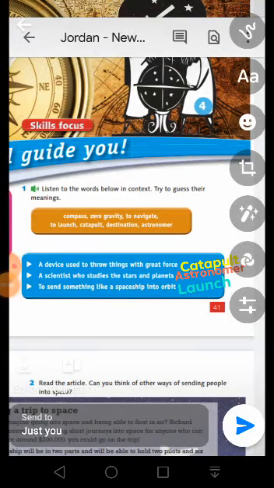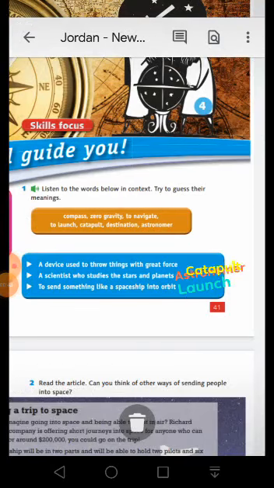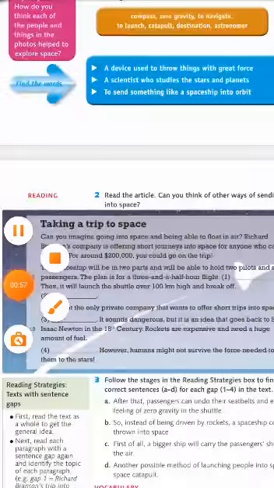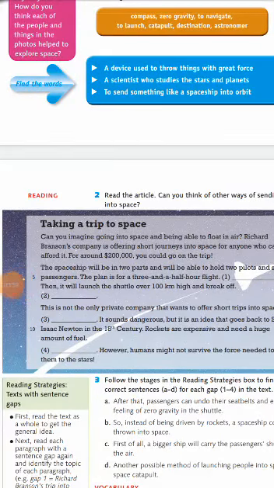So here you can find the answers. Number 1, catapult. Number 2, astronomer. Number 3, launch. Move to the next page.